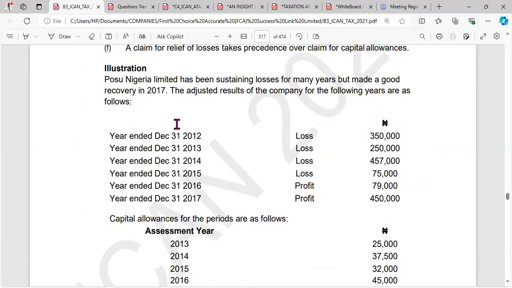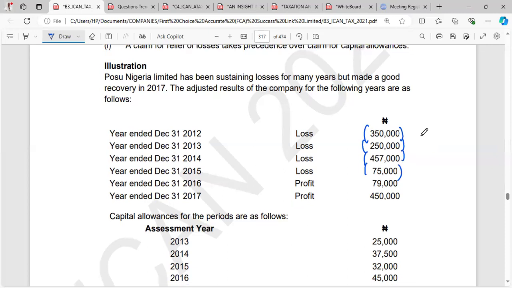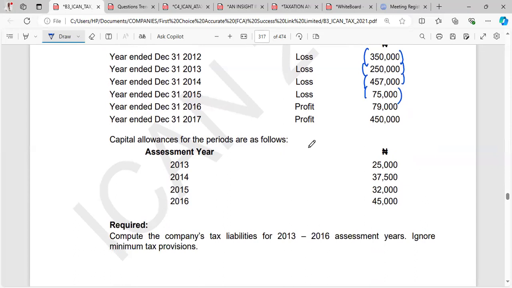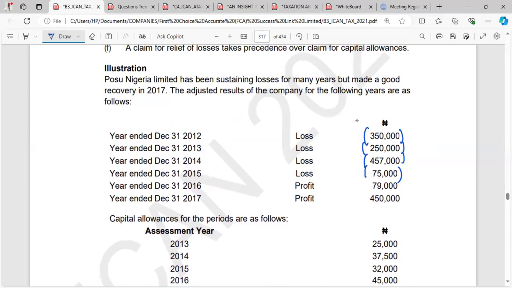It's similar to what we did. They give you the year of assessment and they give you the losses. But note here that because they didn't put them in brackets, they just wrote loss, on your own, you put them in brackets so that you don't make a mistake. So that's one tip here.